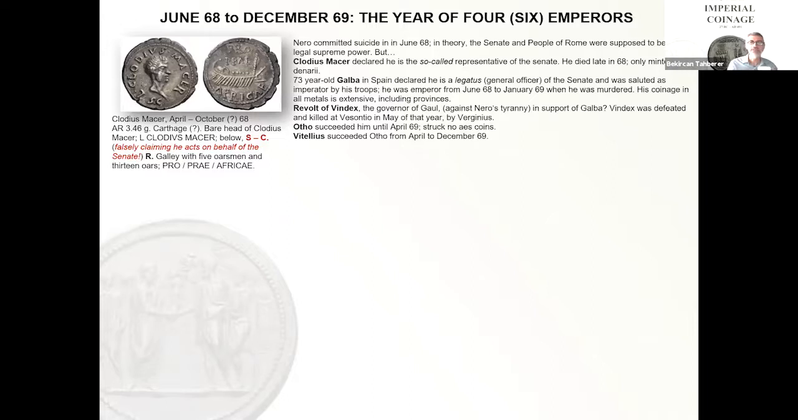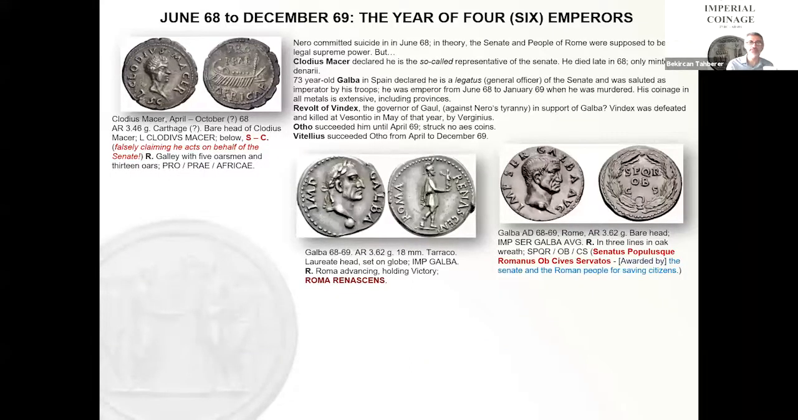And in 68, a 73-year-old Galba in Spain declared that he is a legatus of the Senate, supreme commander for the Senate. And he was saluted as imperator by his troops. He was emperor from June 68 to January 69, not a very long time before he was murdered by his guards, practically. However, his coinage in all metals is extensive, including provinces.